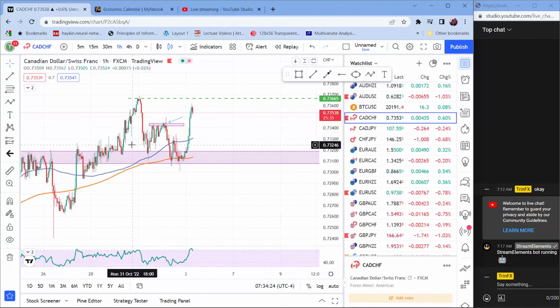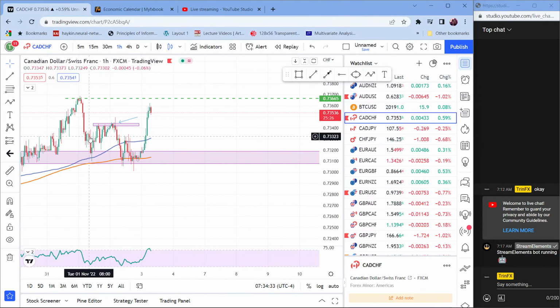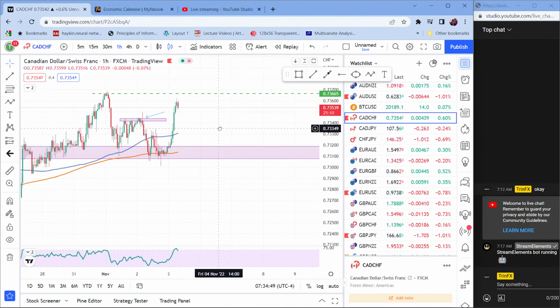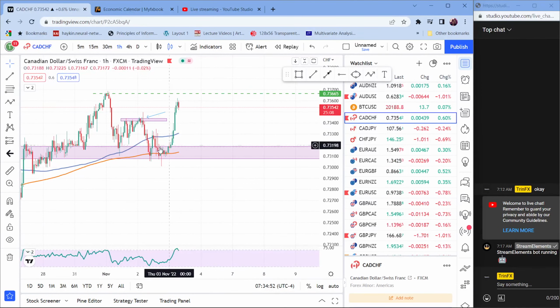CAD CHF I also talked about on the live stream, being an area of interest if we maintain that support and see price push back up. Before that, we did get price coming into that zone. We made this sort of resistance area right here, and then price pushed lower, right? At that point, I said okay, I'm not going to take this trade because there's more uncertainty. We don't know whether price will maintain the support zone and push up, or push down.